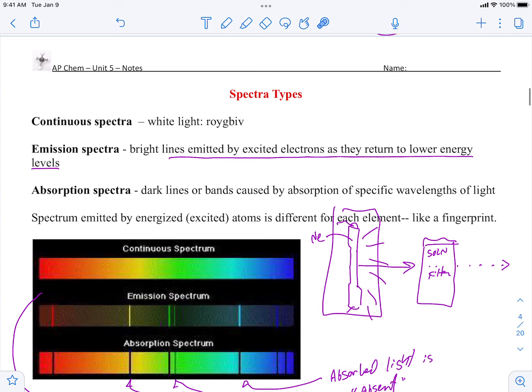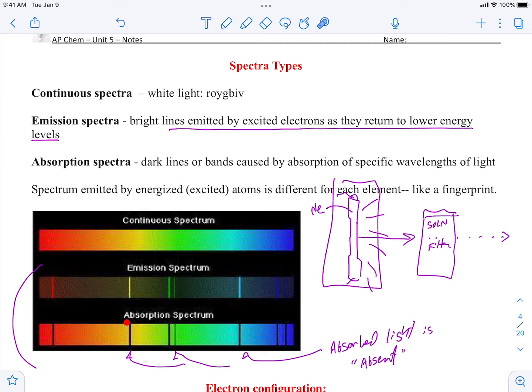Different spectra types. White light is all around you. The emission spectra is specific lines due to specific transitions taking place. Absorption is when you have broad range light that you're sending through and you're filtering specific lines out. So they're kind of like opposites of each other. Okay, and that's what you need to know for light for the first lab.